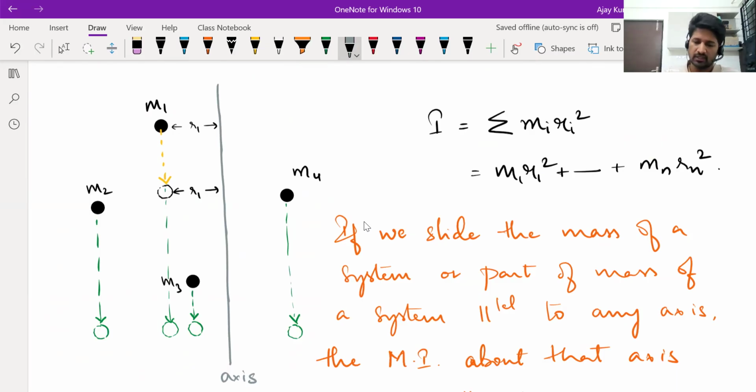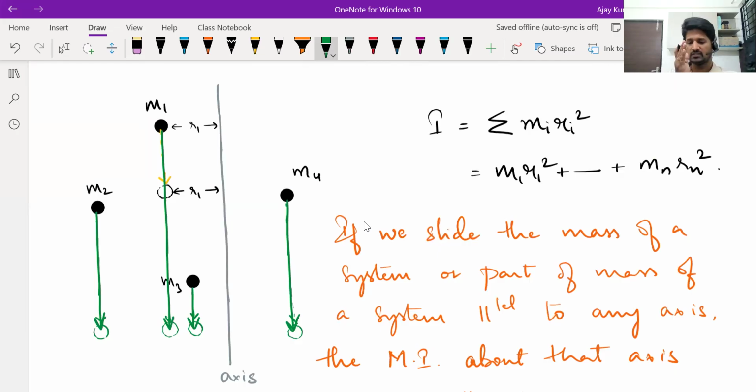if particles of a system are moved parallel to any axis, like M1 is moved like this, M2 is moved like this, M3 is moved like this, M4 is moved like this, they are all moved parallel to an axis. So you are not bringing them close to the axis, you are not taking them farther from the axis. They are kept at the same distance. Only the arrangement is changing a little bit. But if you do this, the moment of inertia will not change.